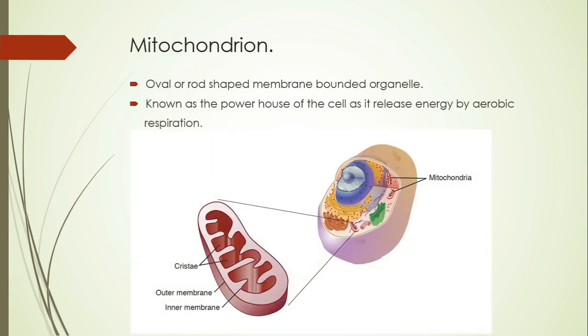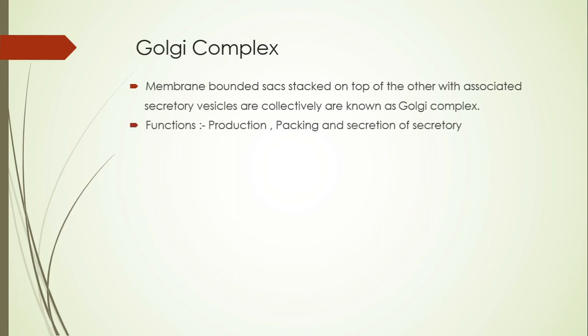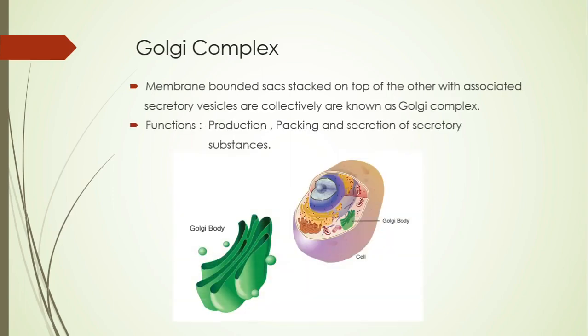Mitochondria. Oval or rod-shaped membrane-bounded organelle. Known as the powerhouse of the cell as it releases energy by aerobic respiration. Golgi complex. Membrane-bounded sacs stacked on top of the other with associated secretory vesicles are collectively called as Golgi complex. Functions are, production, packing and secretion of secretory substances.